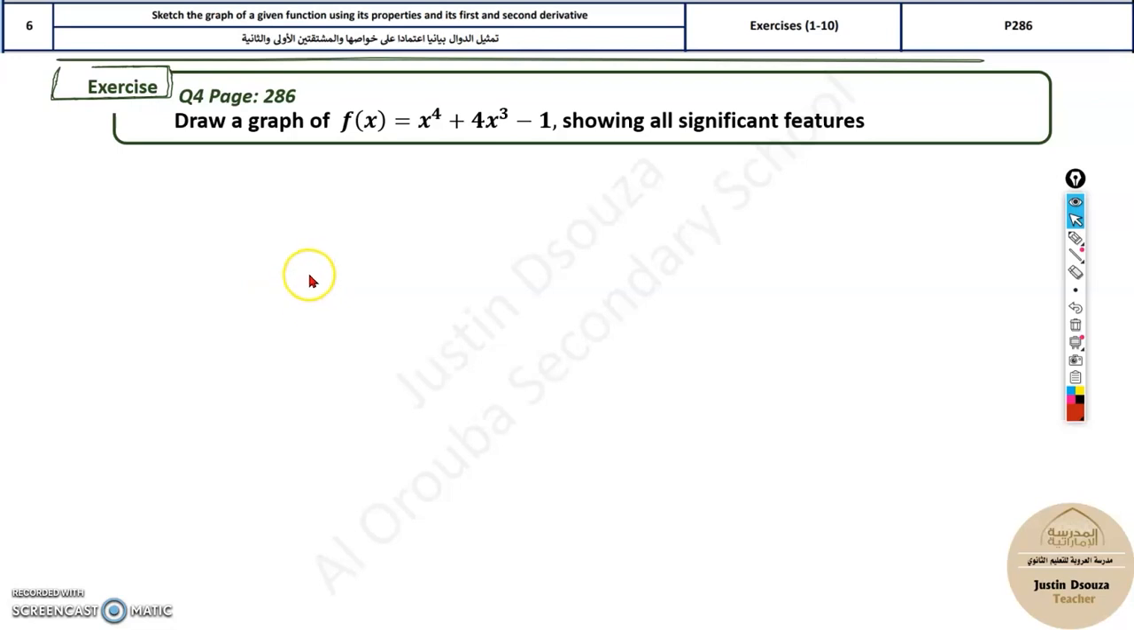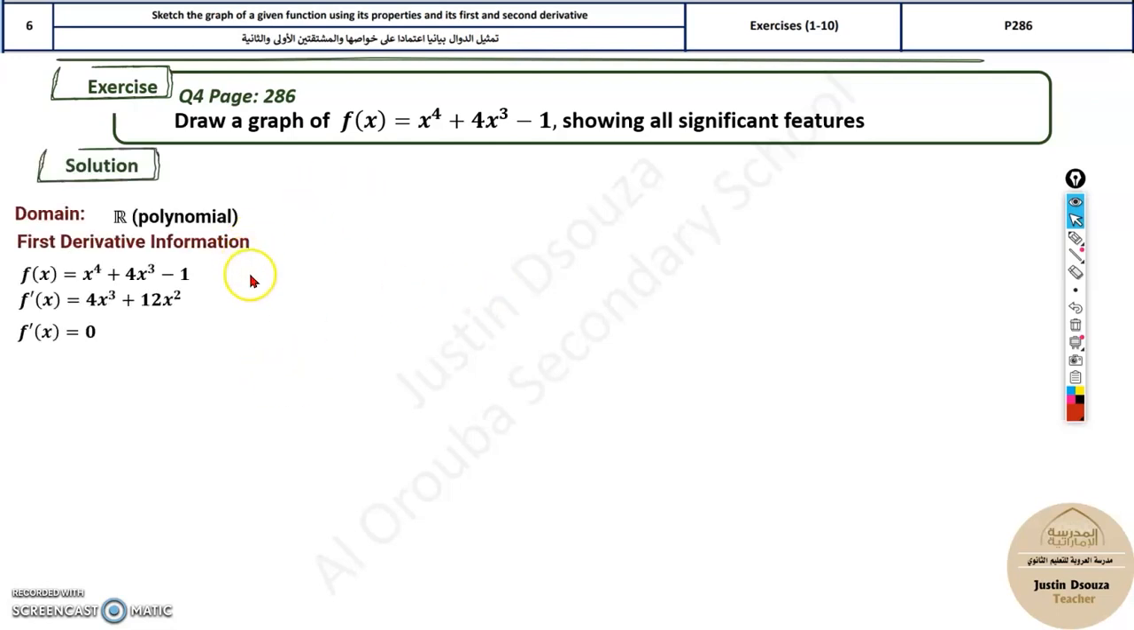The sixth topic is similar to the fifth topic. Here also we need to sketch the graph using the first and the second derivative properties. There are many methods to do it. We will use the first and second derivative property, and then just like the previous video, we will directly solve graphing in calculator.